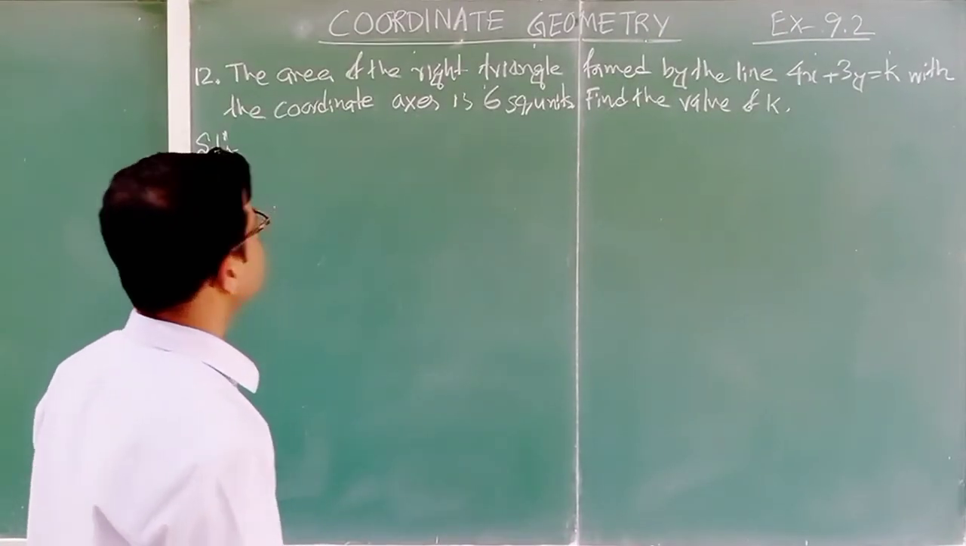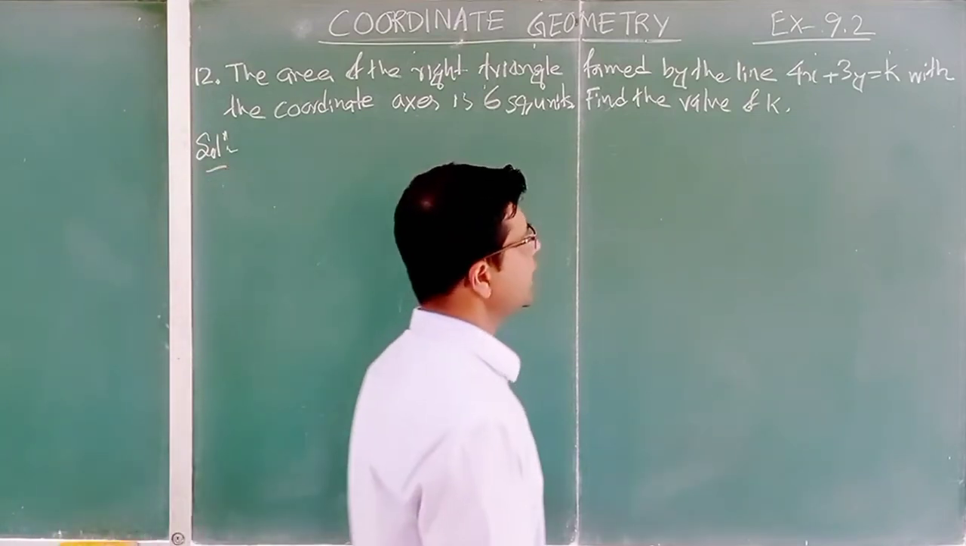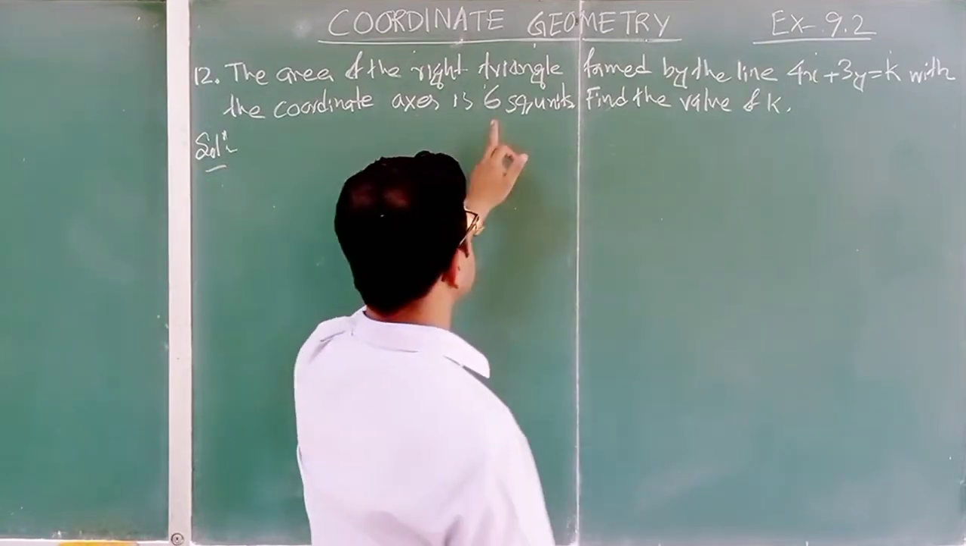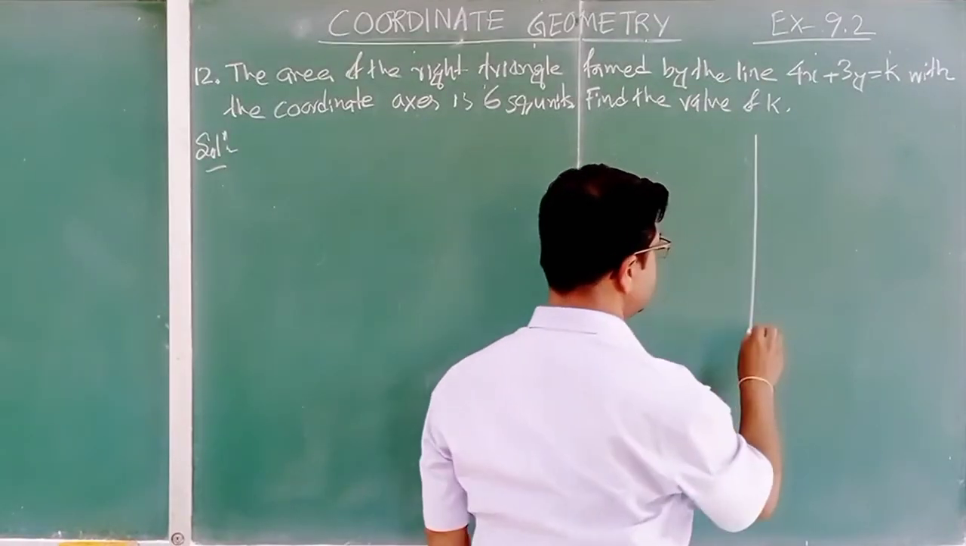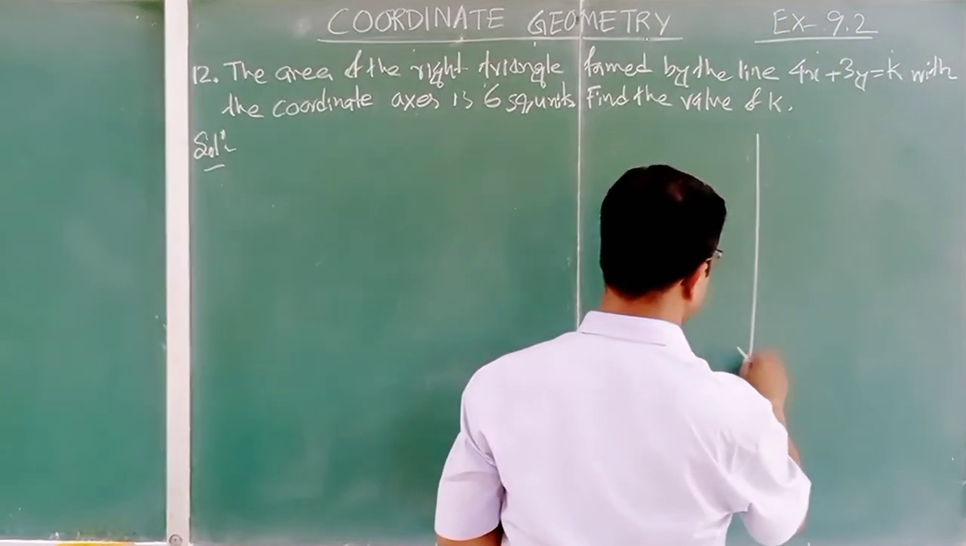Alright, we have taken question number 12. Let us read the question. The area of the right triangle formed by the line with the coordinate axes is 6 square units. Find the value of k. Alright, let us at first try to visualize what is given in the question.